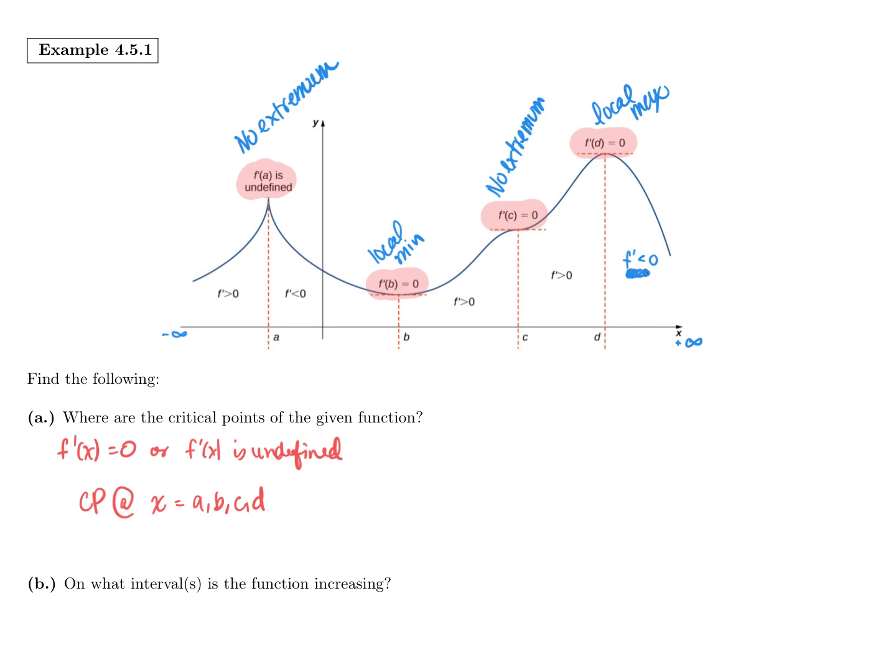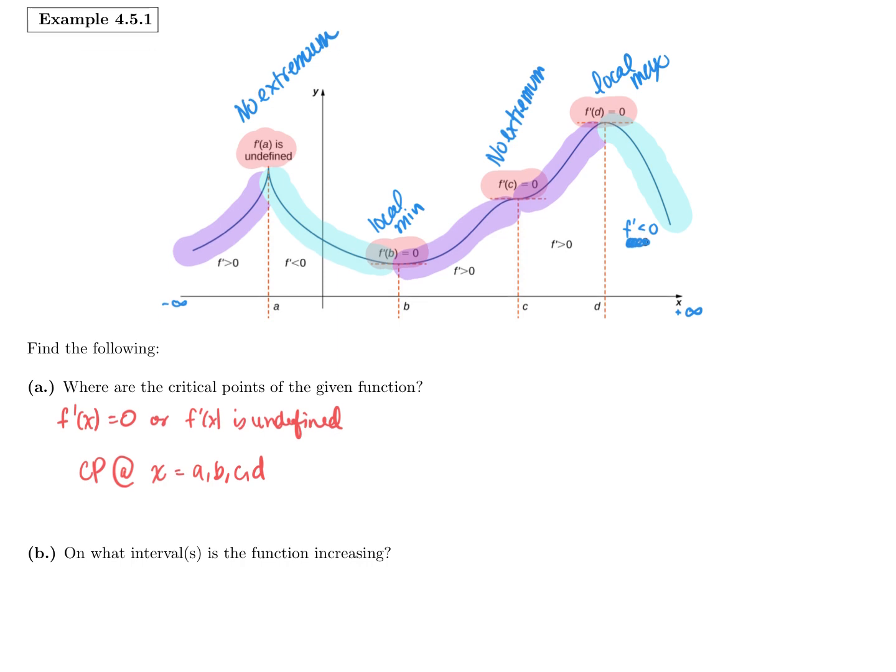The other parts of this question are where's our function increasing and where is it decreasing? If we look at where our function is increasing, well, we're increasing from negative infinity up to A. And then we switch to decreasing. We go back to increasing from B to C, and then again from C to D, just like we did with g of x, and then we switch back to decreasing.